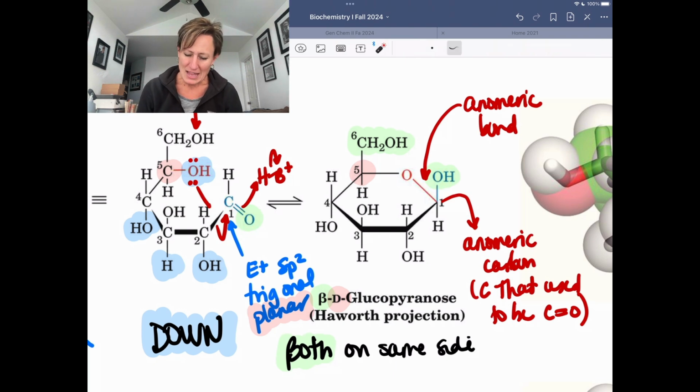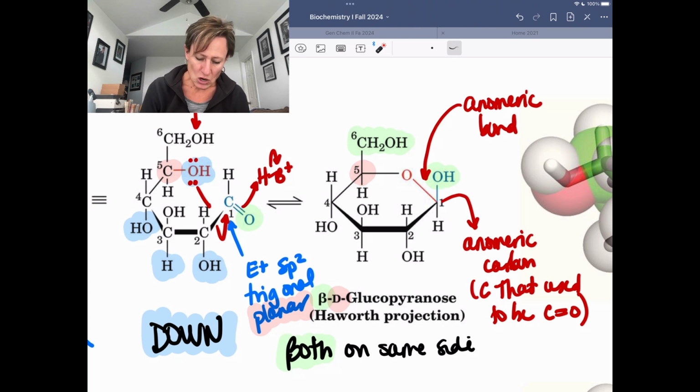I want you to know where all of these pieces in the name of a sugar come from. Beta comes from how we did our cyclization chemistry, which face we attacked from, which dictated the position of the OH group on the anomeric carbon. When they are both on the same side, that is the beta anomer.